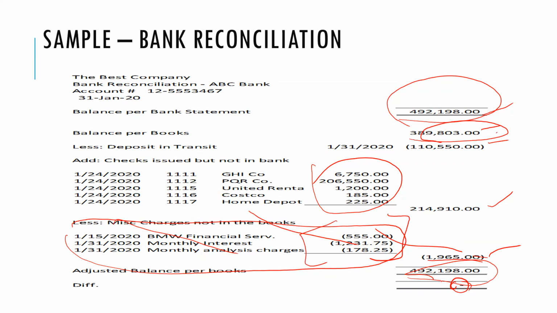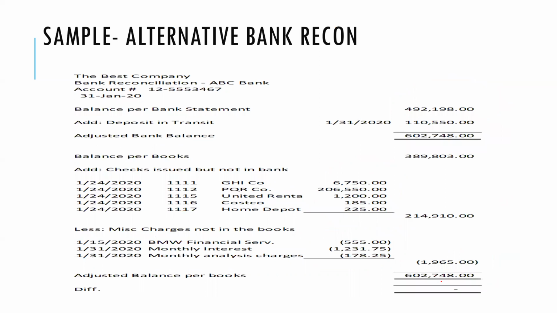Now there is a school of thought where somebody would say that, well, that deposit in transit, we already have deposited those checks in the bank. We have a proof. Bank has acknowledged that they have those deposits with them. So we should not be making any changes into our book balance. We should only be changing our bank balance. Well, in that case, this is what happens.